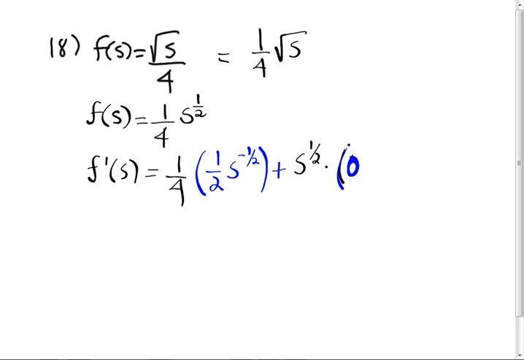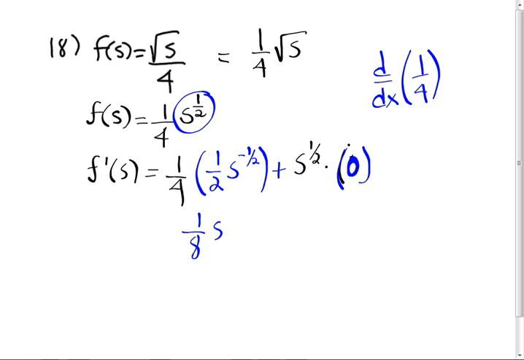What's the derivative of 1/4? This means find the derivative. What's the slope of 1/4? It's 0. It's a constant. Derivative of any constant is 0. So that's why I can ignore the 1/4 and just do this derivative. So that's it. So the answer is 1/8 s to the negative 1/2.